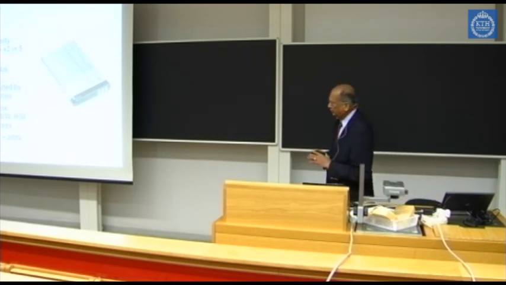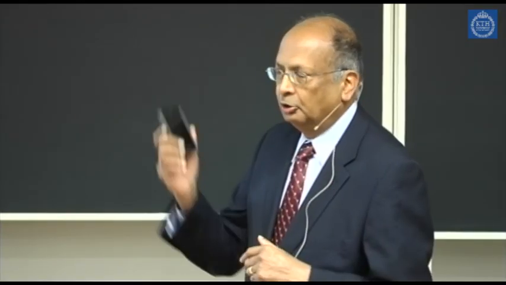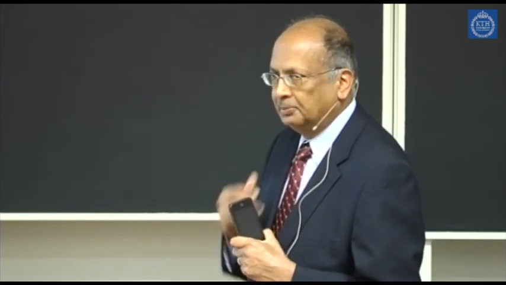Another is, of course, batteries. And battery power density is only improving slowly. It's about a factor of 2 in 5 years, much slower than the so-called Moore's curve. But the drain on battery is increasing rapidly because of so many functions that are going on in these phones, and I think the latest 4G phone from Apple has again a battery problem. It always has battery problems. And also, I often find that because of congestion in the networks, it can't find a good link back for downloading emails. It keeps on trying to pull stuff down, so the batteries drain out very quickly.